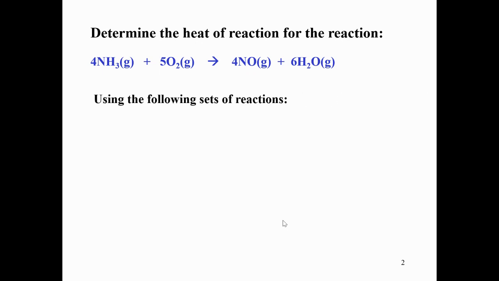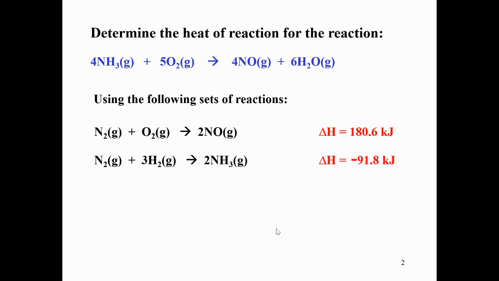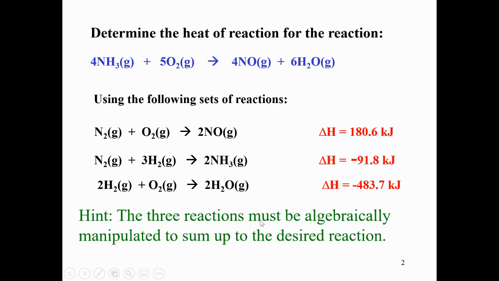So now, I could use this equation, nitrogen plus oxygen forming NO, and it has a delta H of 180.6. That's one block I could go on. I could go on this block, N2 plus 3H2 forms 2NH3, with a delta H of negative 91.8 kilojoules. And I have this one, H2 and O2 forming two waters, and that's a delta H of negative 483.7. So I have those choices of roads I could go on to get to where I need to go. This is where I need to go.